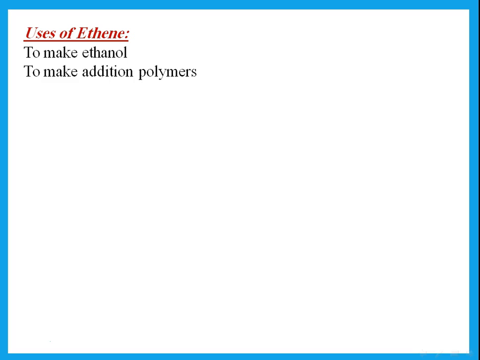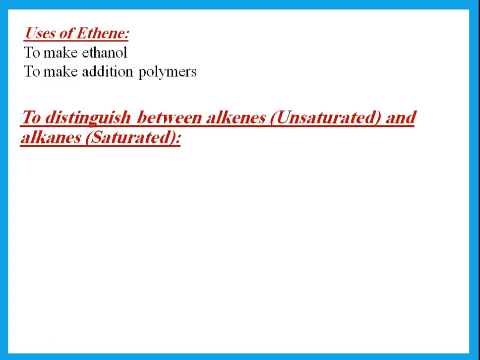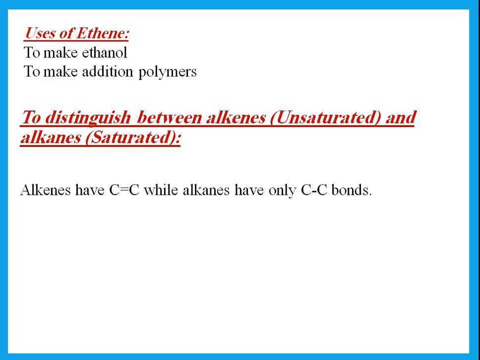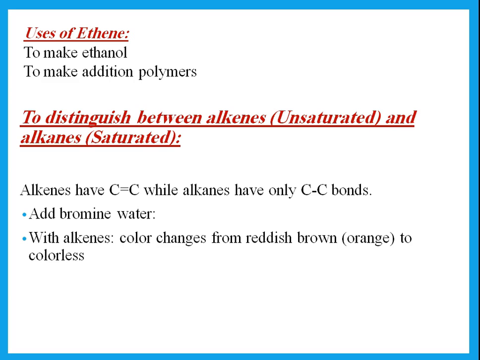Now, what do we use ethene for? We use it to make ethanol, and we use it to make addition polymers, and we'll talk about that again later. How do we distinguish between alkenes and anything else? If you remember from the chapter on tests and qualitative analysis, we said the alkenes have the C double bond C, and that means that if I add bromine water, what happens to the bromine water? The color changes from reddish brown or orange to colorless, or the bromine water is decolorized. Okay?